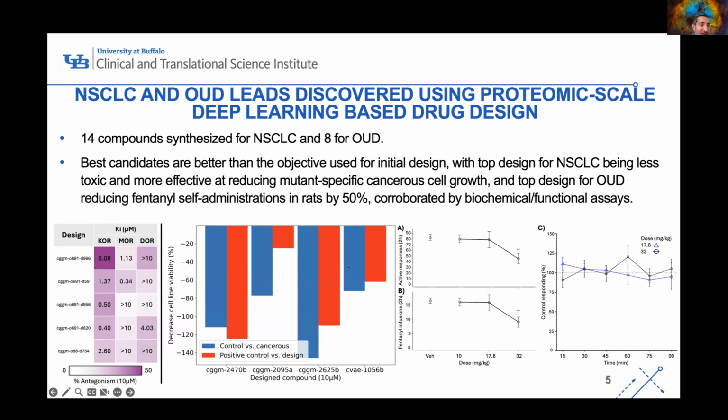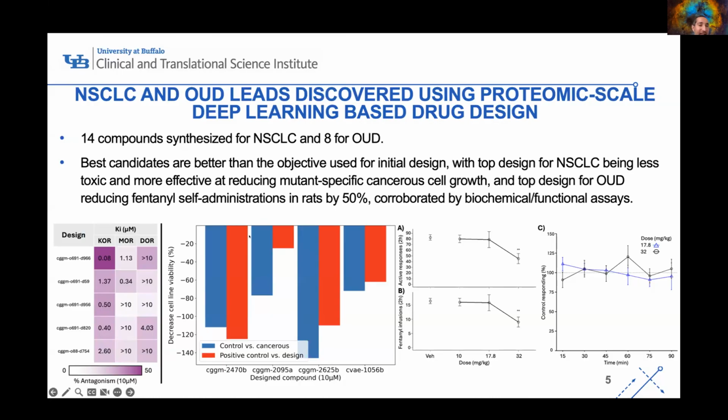And this middle plot is non-small cell lung cancer. In this plot, the blue bars show you how much better our compound is relative to the objective that we started with, in control cell lines versus cancerous cell lines. And then the red bars show the relative superiority in the actual cancerous cell line relative to the control compound that we started with.